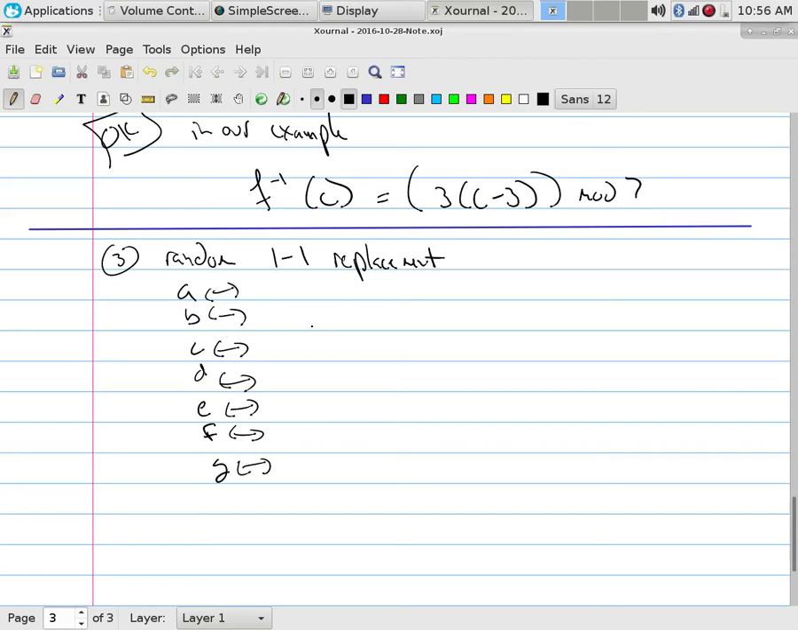What's a random one-to-one replacement? Literally, I'm going to make that B. What's going to be B? G. What's going to be C? C, because I'm tricky. What's D? It's going to be E. What's E going to go to? Let's say A. So I have A, B, C, D, E, F. I don't care, just randomize it. Just randomly select. And if I do that, what would Dad become?